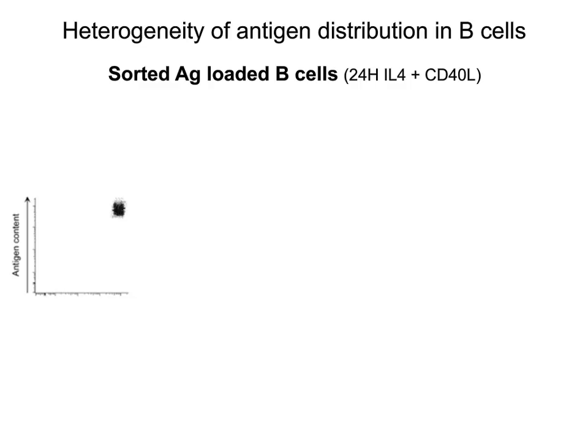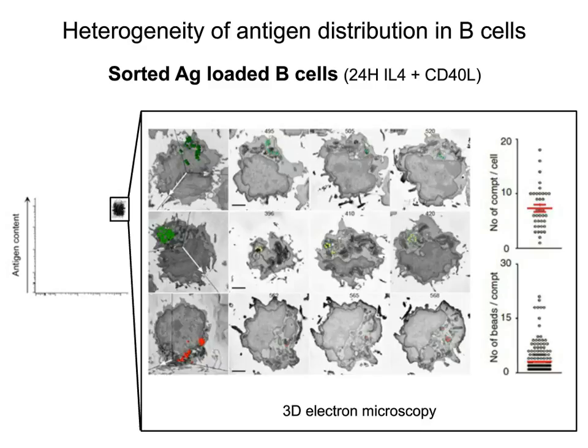But if you use 3D electron microscopy to really analyze the distribution of antigen in endosomal compartments in this homogeneous population, if it is not asymmetric division that is responsible for the unequal distribution of the antigen content of mother B cell into the two daughter cells, what is the mechanism involved? We think it's related to the heterogeneity of antigen distribution in B cells.